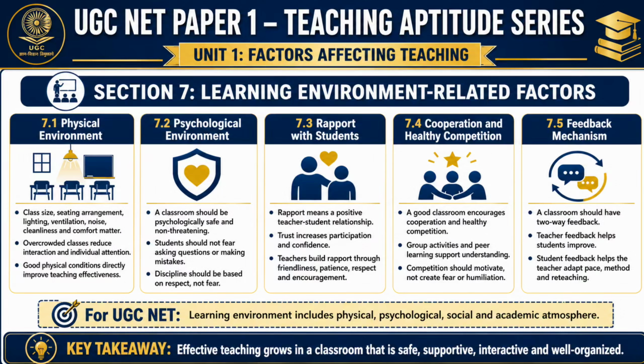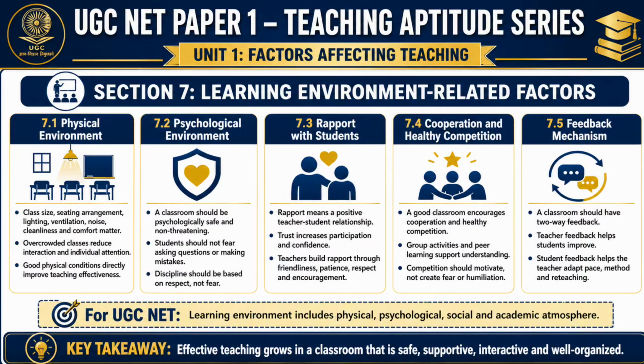Physical environment. The physical environment includes class size, seating arrangement, lighting, ventilation, noise level, cleanliness, and comfort. The communication material says that classes should not be overcrowded, seating should allow interaction, furniture should be comfortable, and proper lighting and ventilation should be ensured. Overcrowding is a major problem. In a very large class, it becomes difficult to give individual attention. Students at the back may not hear properly. Interaction reduces, and discipline becomes harder, so physical environment directly affects teaching.